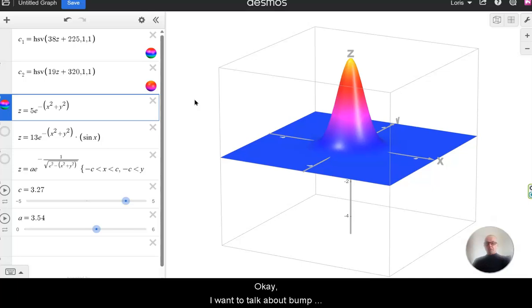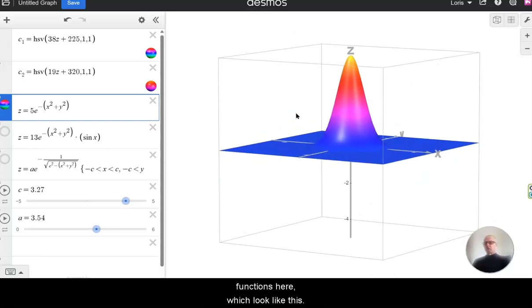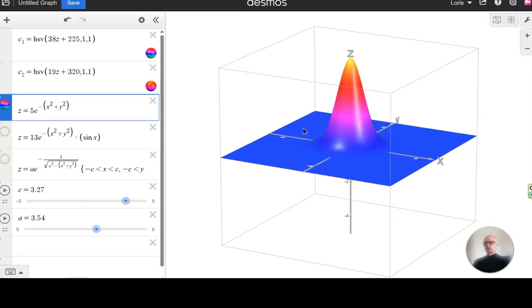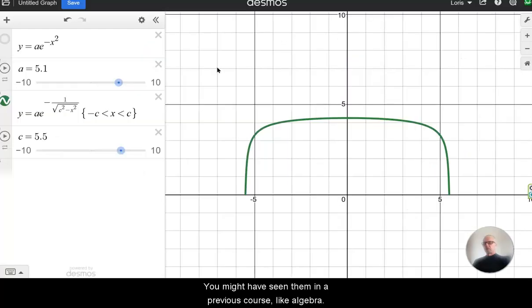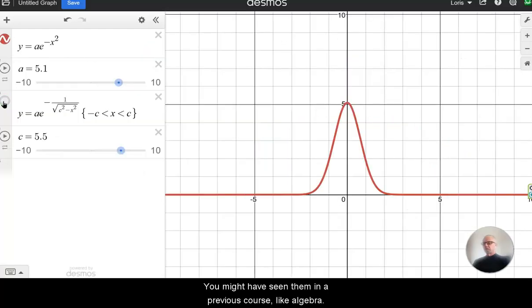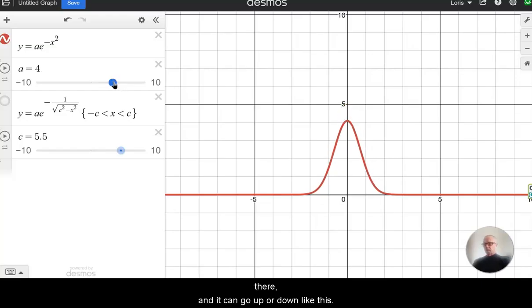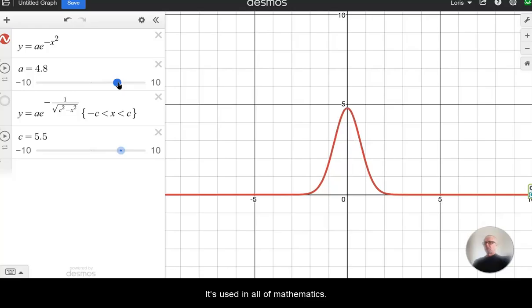Okay, I want to talk about bump functions here, which look like this. You might have seen them in a previous course, like algebra. Basically, you just take e to the negative x squared, you pop a coefficient on there, and it can go up or down like this. It's used in probability and statistics. It's used in all of mathematics, a lot of physics, chemistry, biology, and the like.